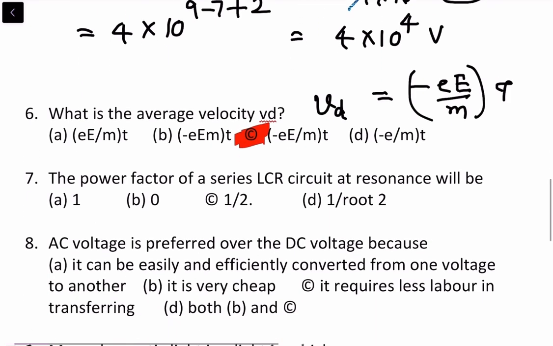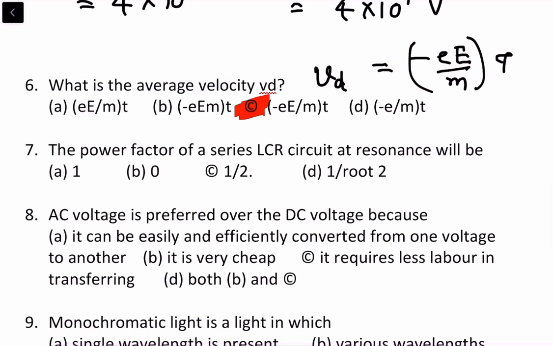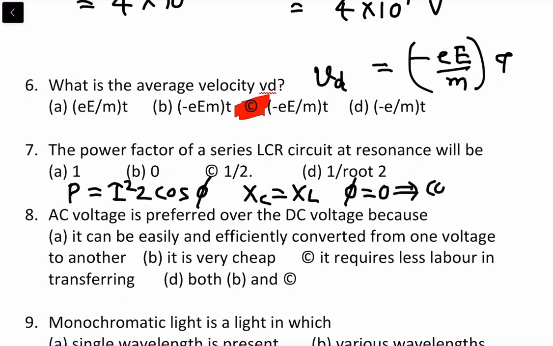Then the next question: the power factor of a series LCR circuit at resonance will be. So what is the power factor? I'll take the formula for the power: P is equal to I square Z cos phi. Cos phi is called the power factor. At resonance, we all know XC is equal to XL. Therefore, at resonance, phi is equal to 0. Therefore, cos phi, which is cos 0, is equal to 1.